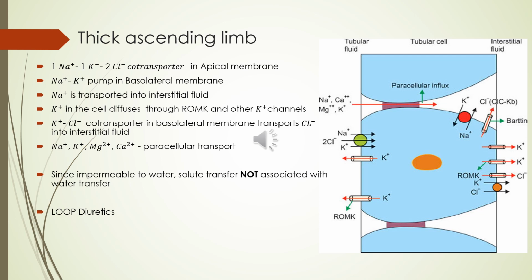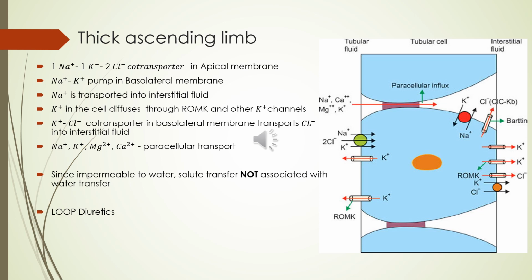Loop diuretics are targeting this cotransporter. You know what a diuretic is. The substances that help in diuresis, or excretion of more water from the body, are diuretics. So loop diuretics are the substances that inhibit the sodium potassium 2 chloride cotransporter and thus increase the osmolarity of tubular fluid by inhibiting the reabsorption into the cell.